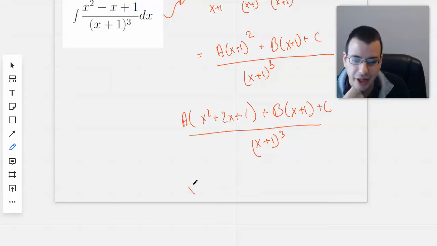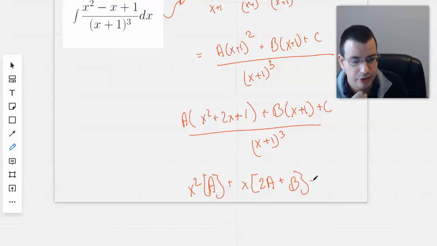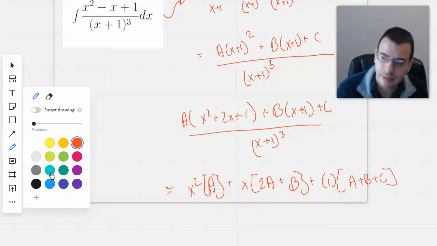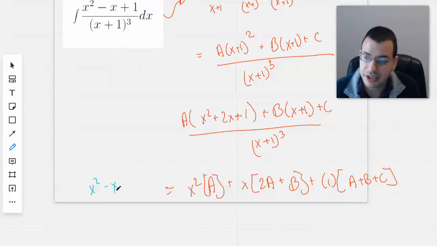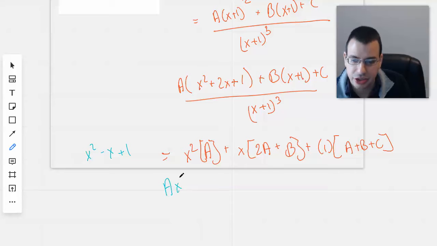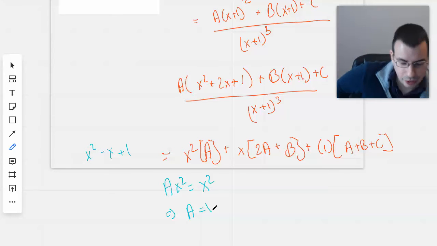And then we're going to have x squared times a, that's convenient, draw a little bracket around it, plus x times 2a plus b, plus a plus b plus c. And then we know that this is going to equal x squared minus x plus 1. So we know that a x squared equals x squared. Therefore, a equals 1.